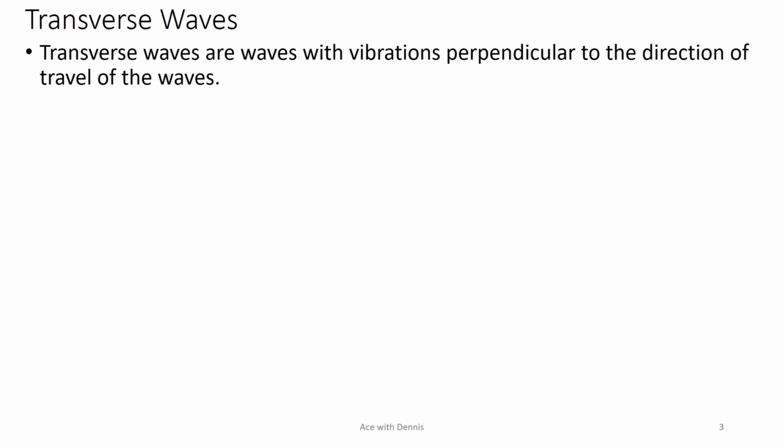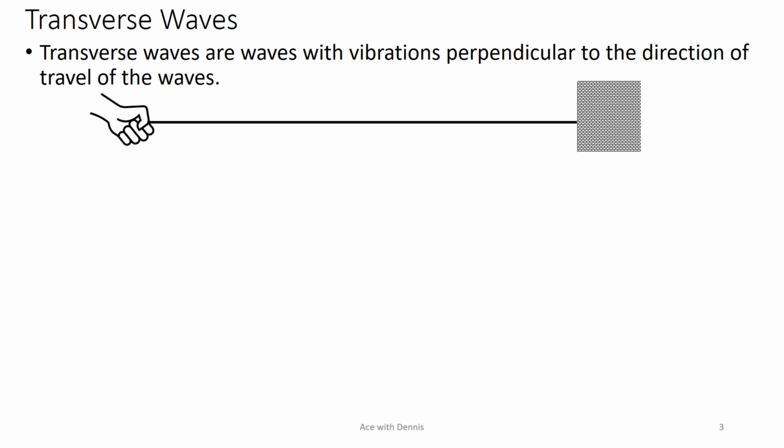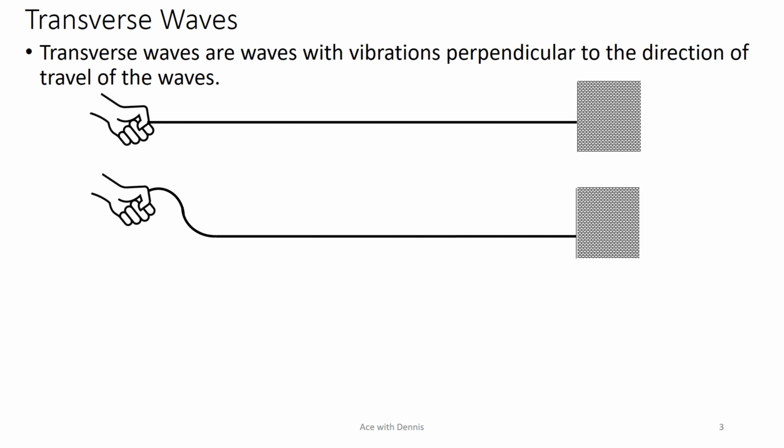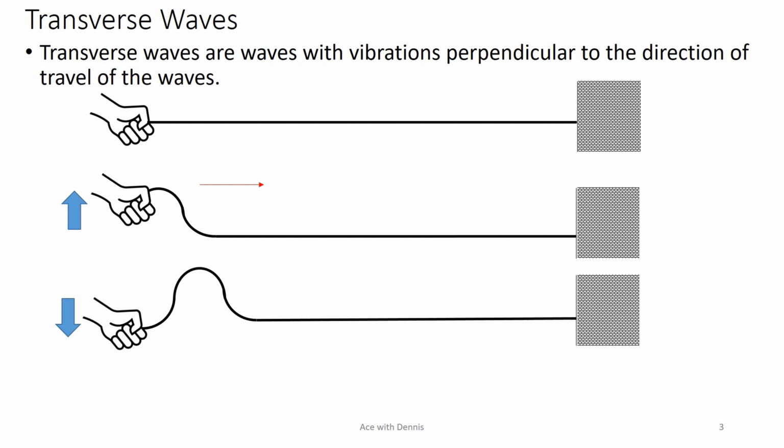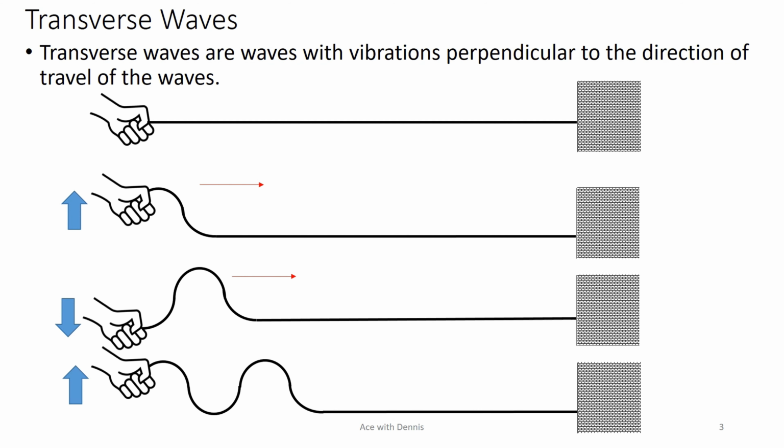Transverse waves. Transverse waves are waves with vibrations perpendicular to the direction of travel of the waves. Let's imagine you hold one end of a string and the other end of the string is attached to the wall. So you move your hand up and down a few times. You produce a transverse wave.